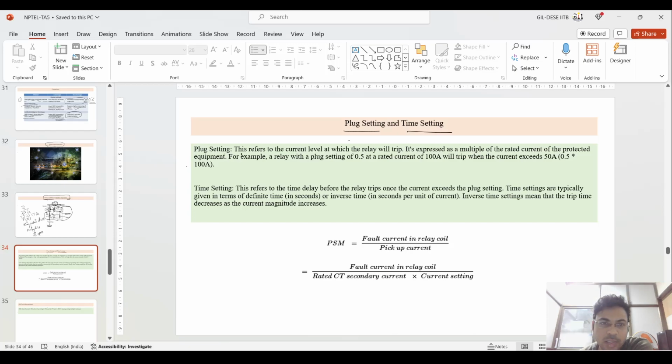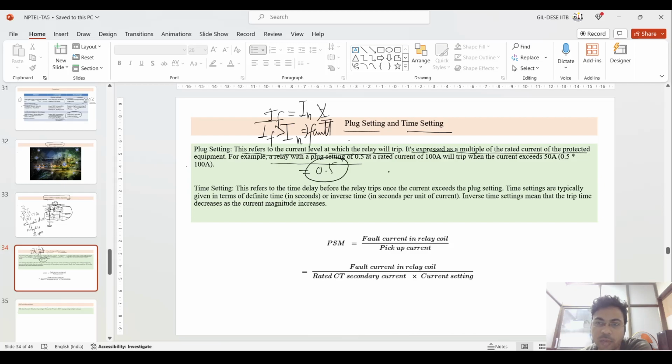Coming to the next topic, the first one is the plug setting and the second one is the time setting. Plug setting refers to the current level at which the relay will trip. So you have to define the current level above which you consider it a fault. Because I fault is greater than I nominal, is it considered a fault? If I fault is less than or equal to nominal, it is not a fault. It is a normal operating condition. It is expressed as a multiple of the rated current of the protected equipment.